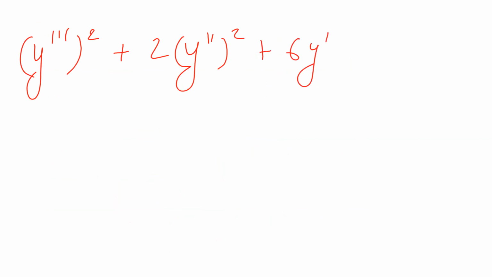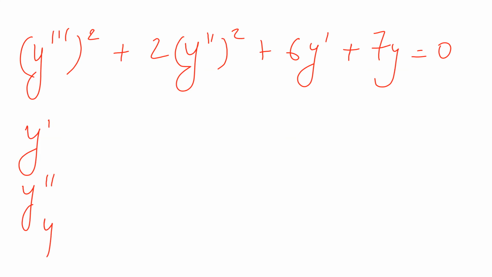y triple dash square plus 2 into y double dash square plus 6y dash plus 7y is equal to 0. So let us understand the different differentials in this problem. The first differential is y dash. The second differential is y double dash. The third differential is y triple dash.